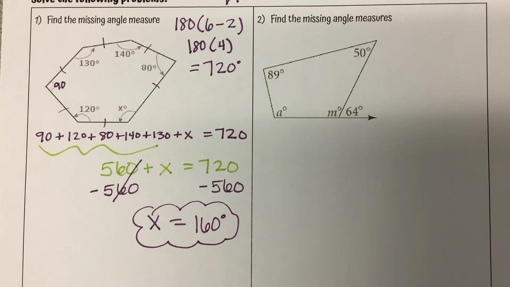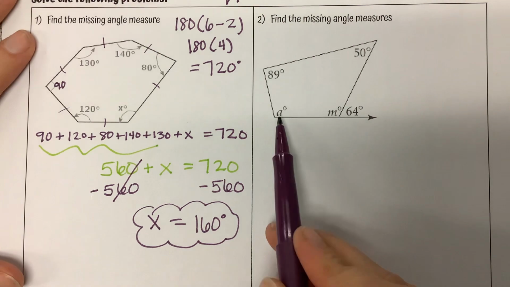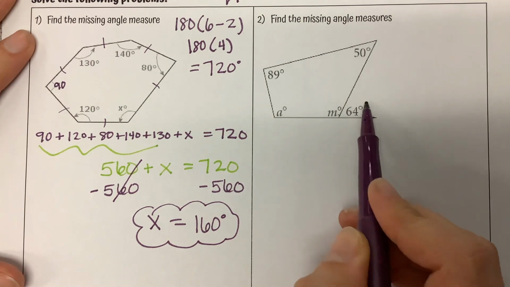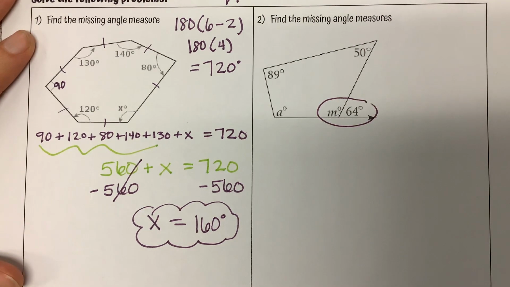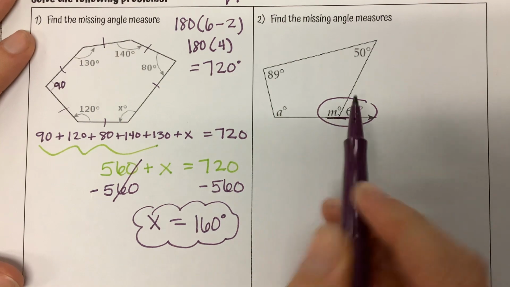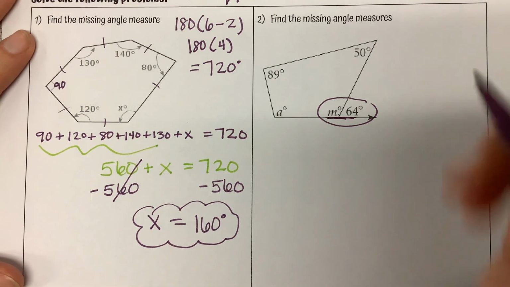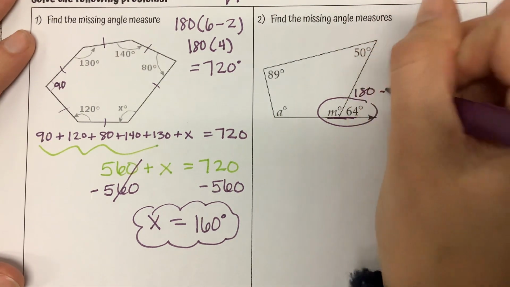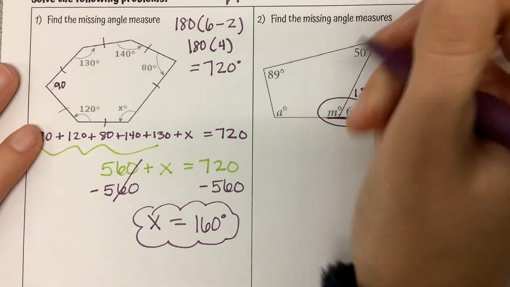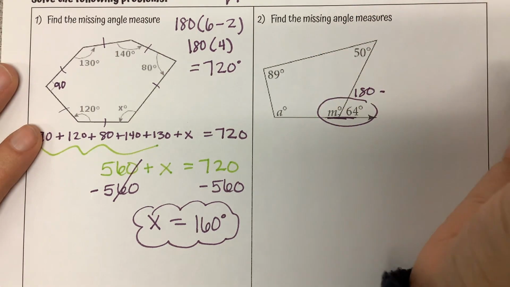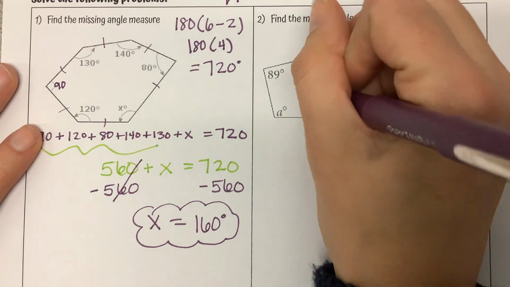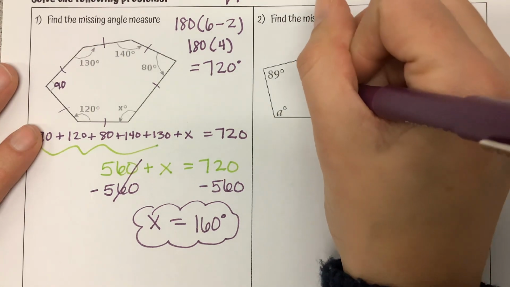Okay, number 2, find the missing angle measure. Well, we have 2 missing measures. This one is back to our other unit. They form a straight line, so they're 180 degrees. So I'm just plugging in 180 minus 64, which is 116.